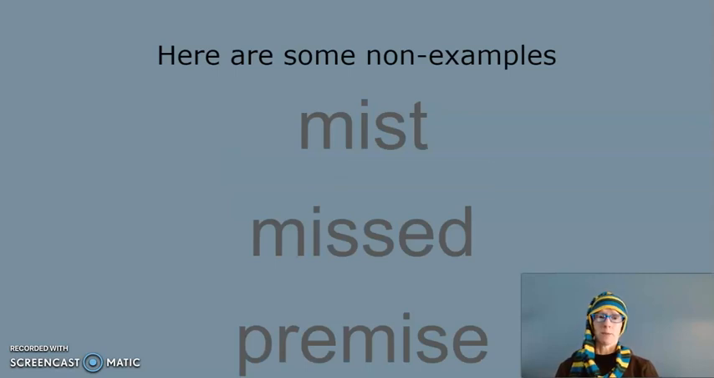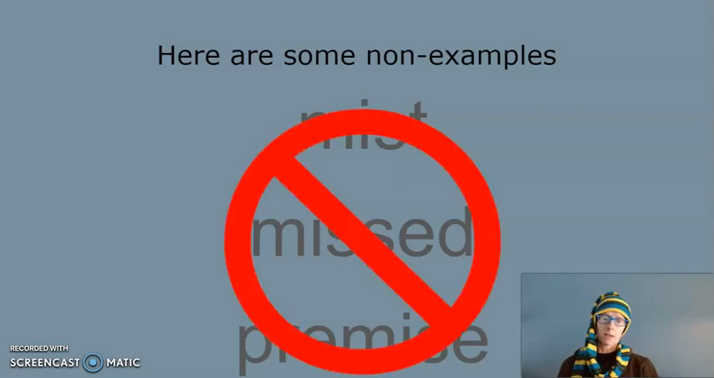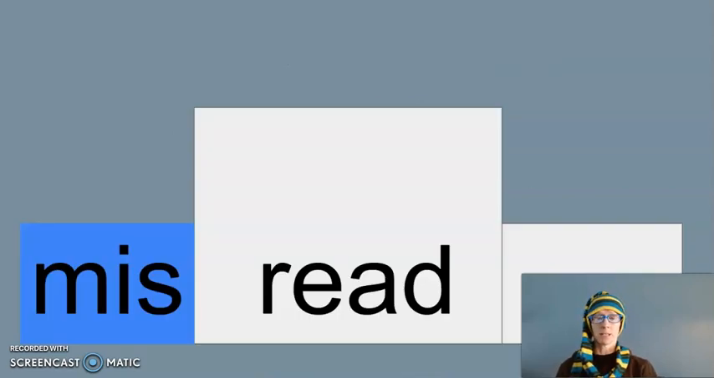Here are some non-examples: missed, mist, or premise. Just because they contain the letters M-I-S does not mean that miss is being used as a prefix to change the meaning of a root word. Here's a good example of using miss as a prefix. If you misread something, you probably read it wrong.